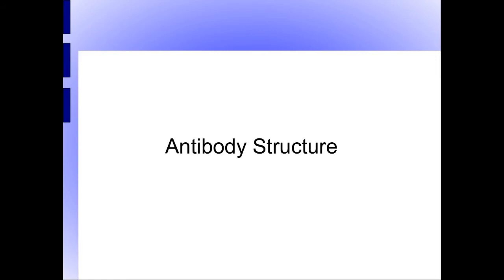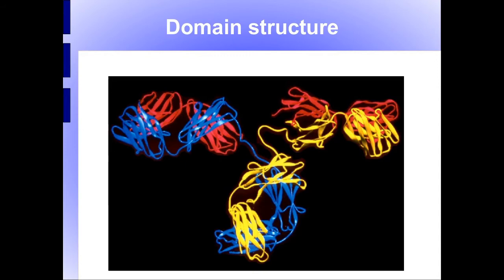Let's move on then to antibody structure. You've already seen the overall shape of an antibody, but I think this gives you a clearer view. We have these two so-called heavy chains in blue and in yellow, and in natural antibodies, those two chains are identical to one another. And we have the two light chains shown in red, and again, those are identical.